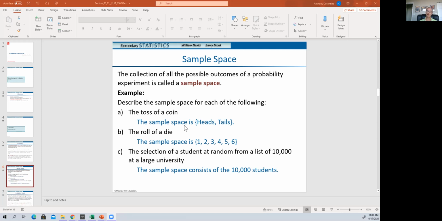What would be the total sample size of rolling 3 dice? That would be 6 cubed, or 6 times 6 times 6, and that would be 216. So you see, it starts to get complicated reasonably quickly, especially if the experiment has a lot of outcomes. Here's where statistics comes in, and that's letter C here, where you want to do some sort of survey or selection, and you have 10,000 students. So our sample space in this case would be the 10,000 students.